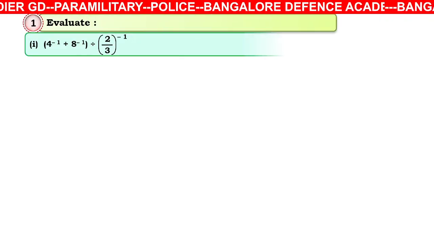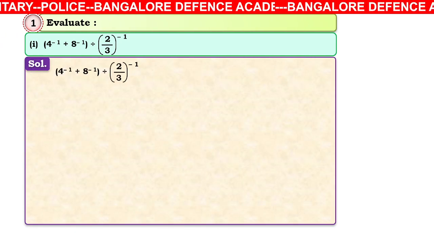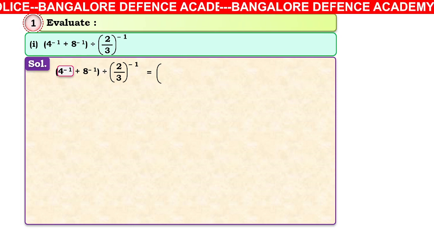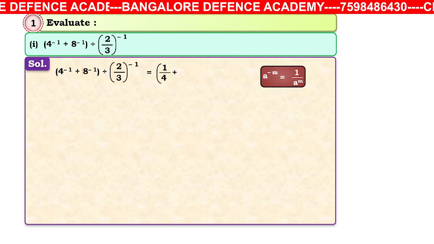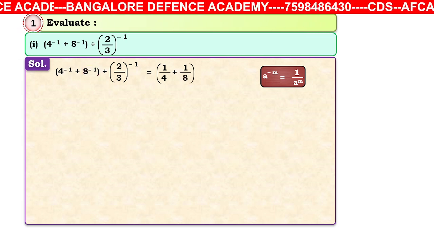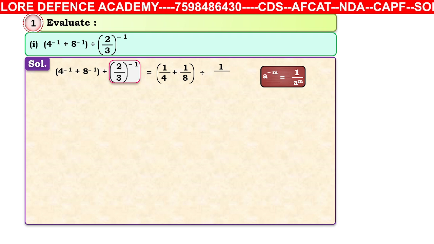Okay, next, evaluate. First we have to solve the brackets, then we have to solve the division. Here 4 to the power of minus 1 can be written as 1 by 4, and 8 to the power of minus 1 can be written as 1 by 8, and this can be written as the reciprocal, that is 3 by 2.